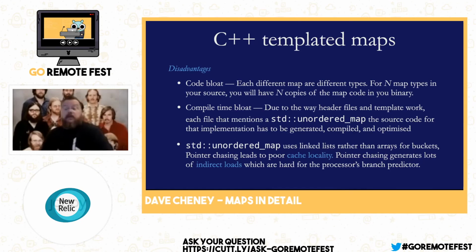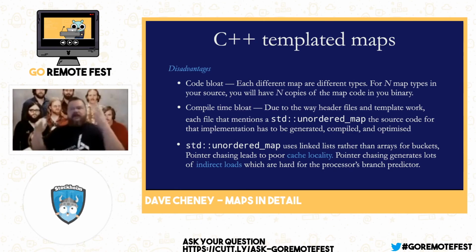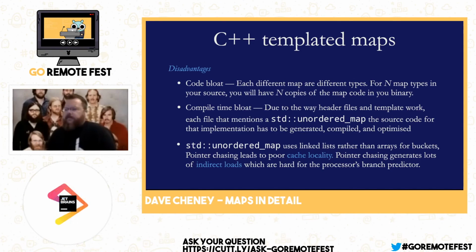That leads to extended compile times. Due to the way that header files and template inclusion work in C++, every time you talk about a map, the code in the header for the map has to be brought in and compiled, and then at the end, the linker has to find all those identical map types and collapse them down onto one. So you do a lot of work up front, and then you do some more work on the back end to reduce that down to one.